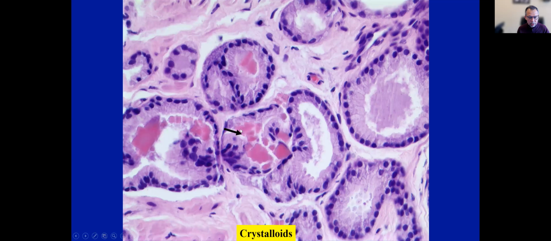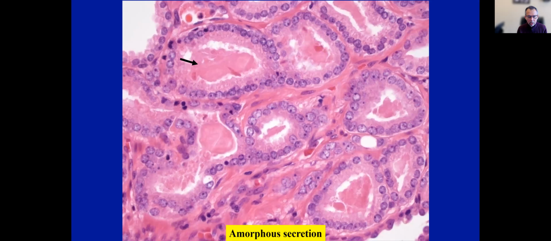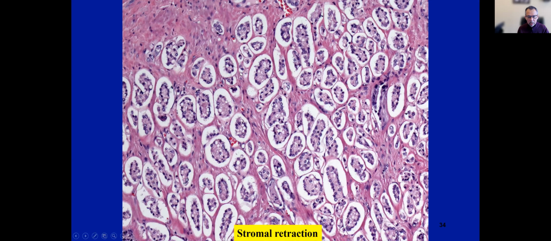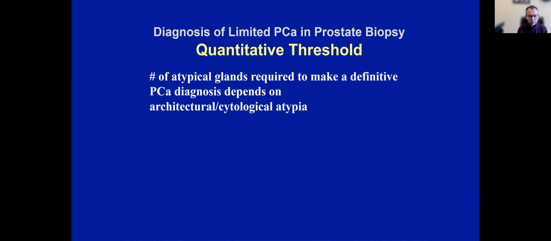Here are some examples of crystalloids characterized by these needle-shaped, prism-shaped structures. And these are very soft criteria because they can be present even in several other benign conditions or even obviously benign prostatic glands. So by themselves they are not a reliable morphological clue. Here is an example of amorphous secretions characterized by the dense nature of these eosinophilic concretions. Here is an example of stromal retraction. When glands retract to this degree, it is considerably an abnormal feature. But again, this is a soft criterion and you do need other features to make a confident diagnosis of cancer.